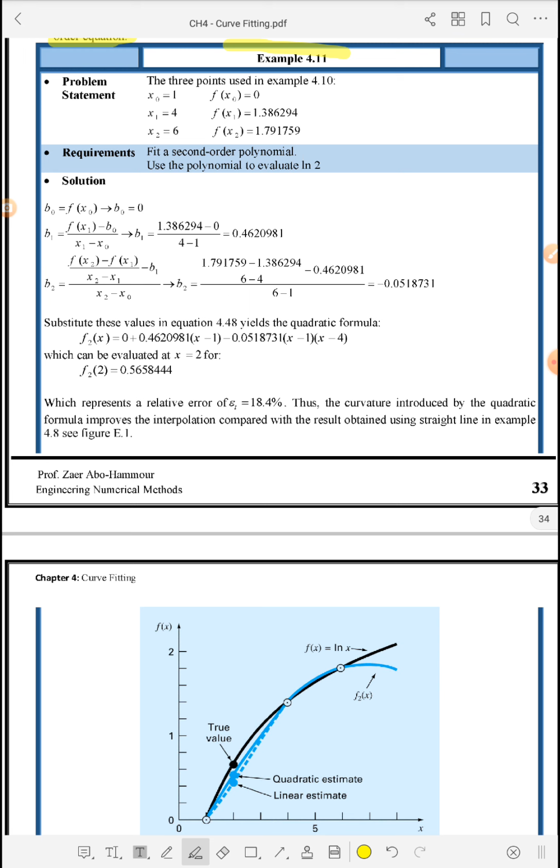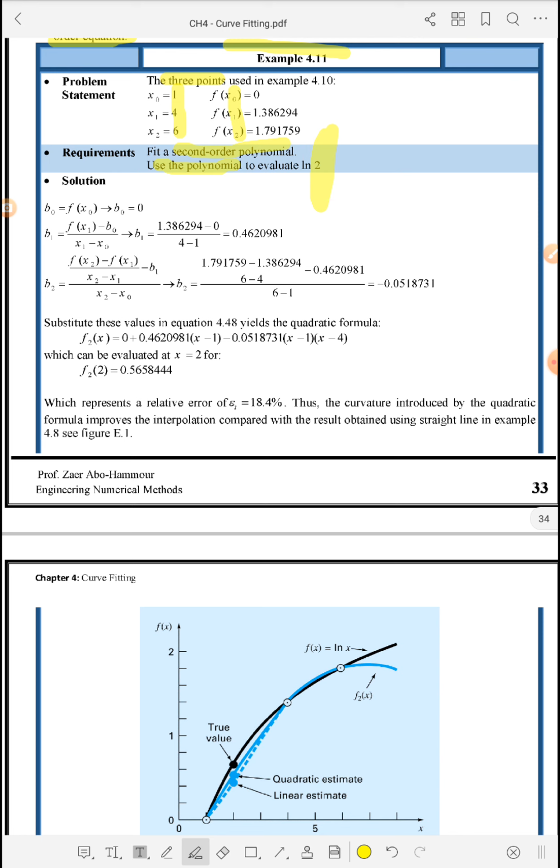So we have 3 data points, base points x: 1, 4, 6, and these are their corresponding f function values, the values for the ln function that we previously covered in the linear interpolation. It's required to fit a second order polynomial, and with it we are required to estimate the value of the polynomial at x equal to 2 and compare it with the exact value of ln 2.